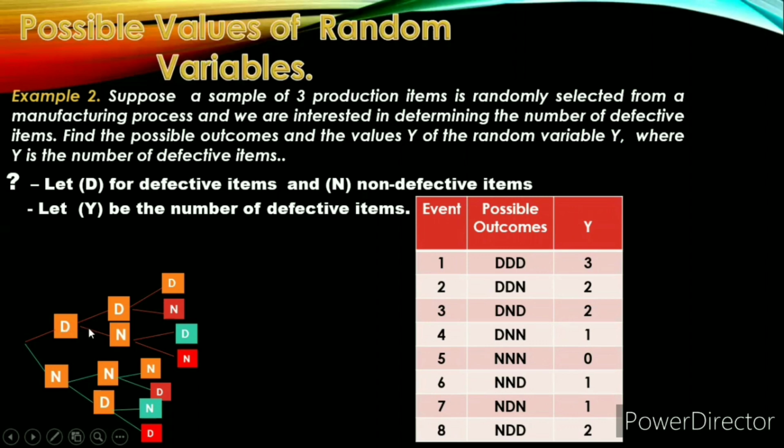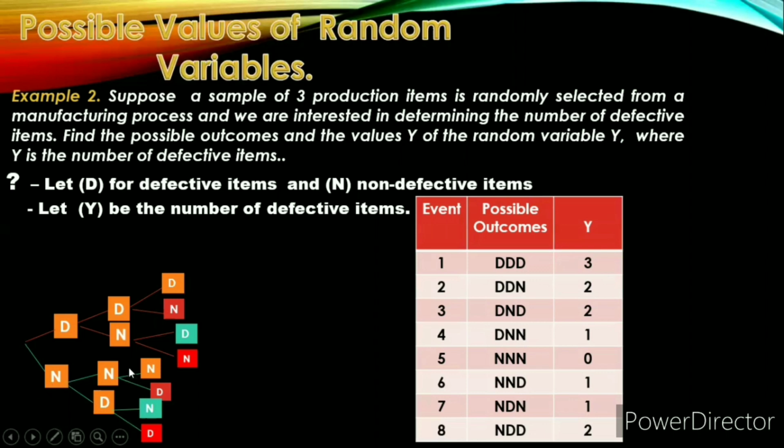We have D, D, D, the first event. The second event, we have D, D, N. The third event, we have D, N, D. And the fourth event, we have D, N, N. So, tapos na tayo sa defective items. Dito naman tayo sa non-defective items.